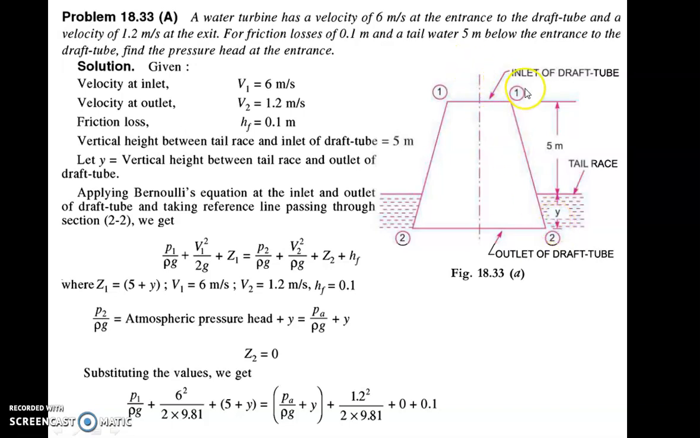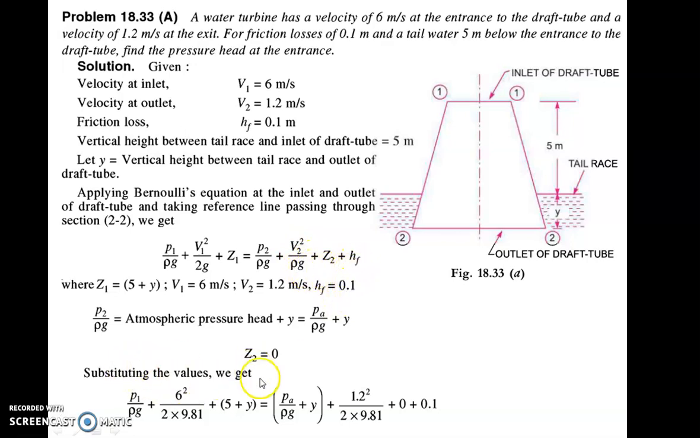So straight forward you have to apply Bernoulli's equation. Bernoulli's equation is P1 by rho g plus V1 square by 2g plus Z1 is equal to P2 by rho g plus V2 square by 2g plus Z2 plus HF. What is P1 by rho g? That you have to find. V1 square by 2g is 6 square upon 2g, plus Z1. Z1 is 5 plus y. P2 by rho g is PA by rho g plus y, atmospheric pressure plus y. Z2 is 0. V2 is 1.2, square upon 2g, plus HF is 0.1.